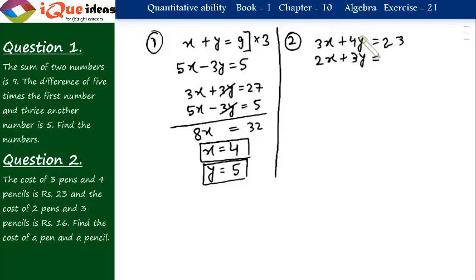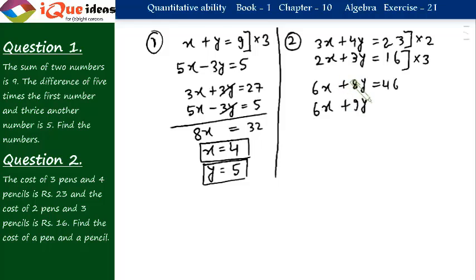Now in this question, let's do one thing. Multiply the first equation by 2 and the second equation by 3. So the first equation multiplied by 2 gives us 6x plus 8y is equal to 46. And the second equation gives us 6x plus 9y is equal to 48. If we subtract, 6x and 6x are cancelled. 8y minus 9y is minus y equal to 46 minus 48, that is minus 2. So y is equal to 2.